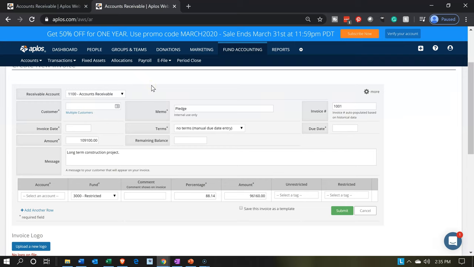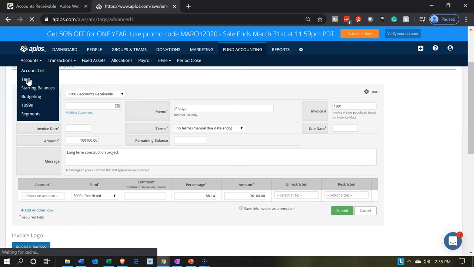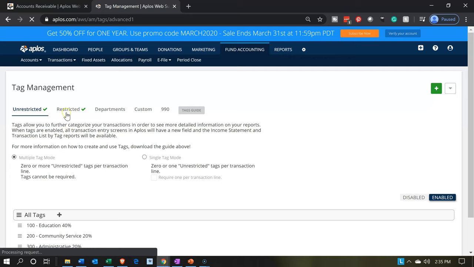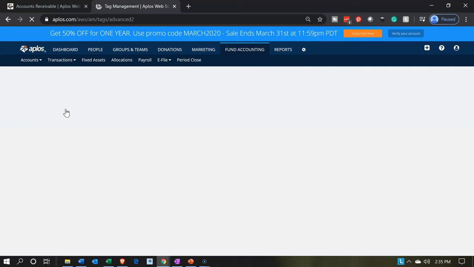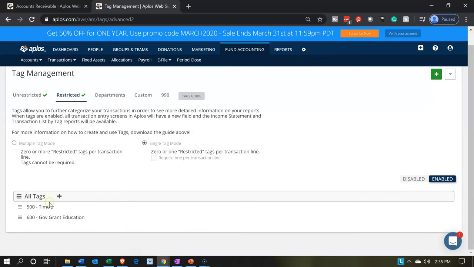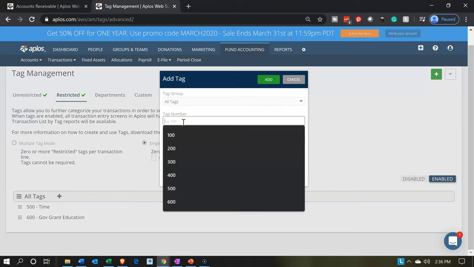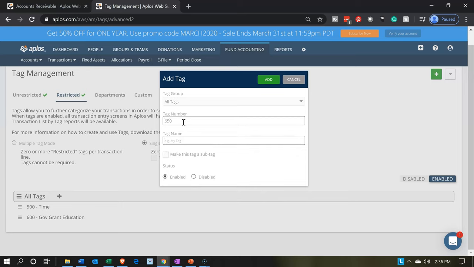And then we're going to go to the fund accounting. We're going to go to the accounts dropdown and take a look at the tags. Within the tags setting, we want to go to the restricted tags. And then in the restricted tags, I'm going to add a long-term project. So I'm going to hit the plus button and let's make the number 650 and call it long-term project. Now, obviously in practice, you'd want to make that more specific, you know, what project.